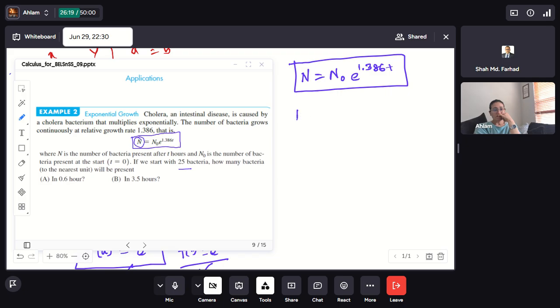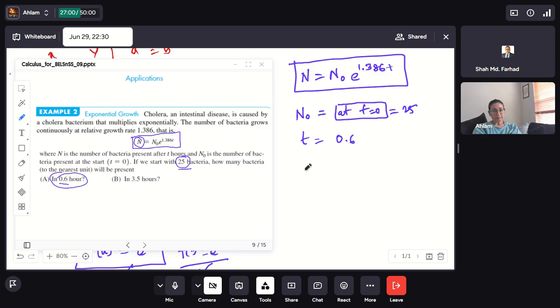Here n naught is the number of bacteria at t equals 0, that is, at the starting. At the starting, the number of bacteria is 25, so n naught equals 25. Then we are asked to find the number of bacteria in 0.6 hours. That means t equals 0.6.